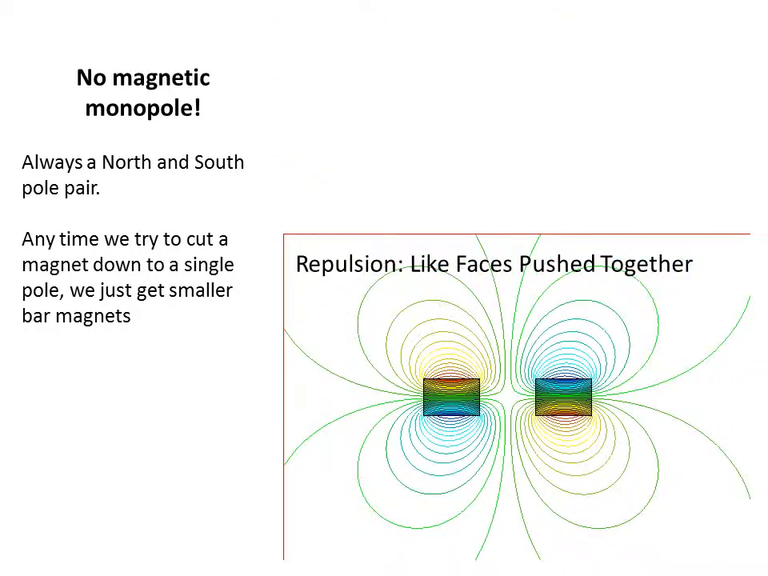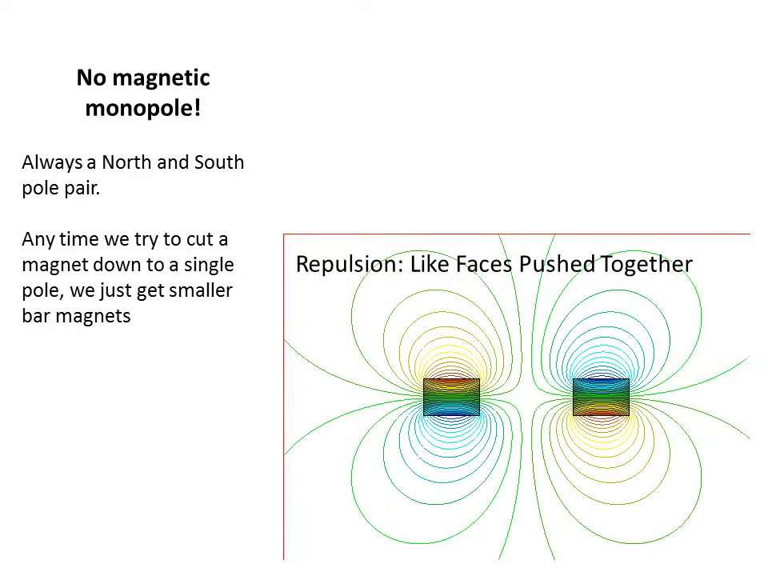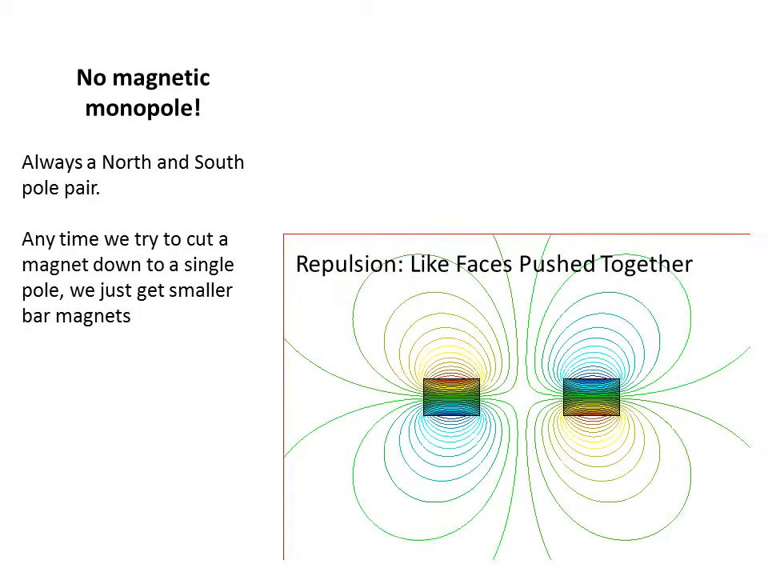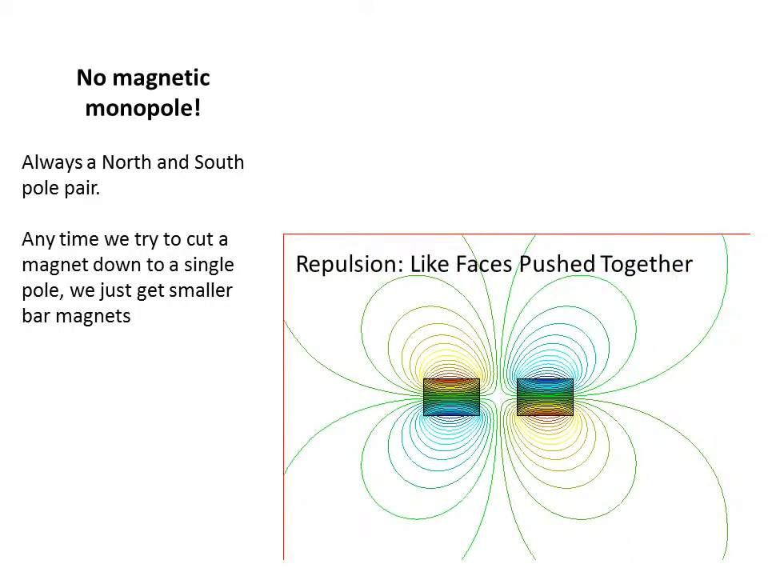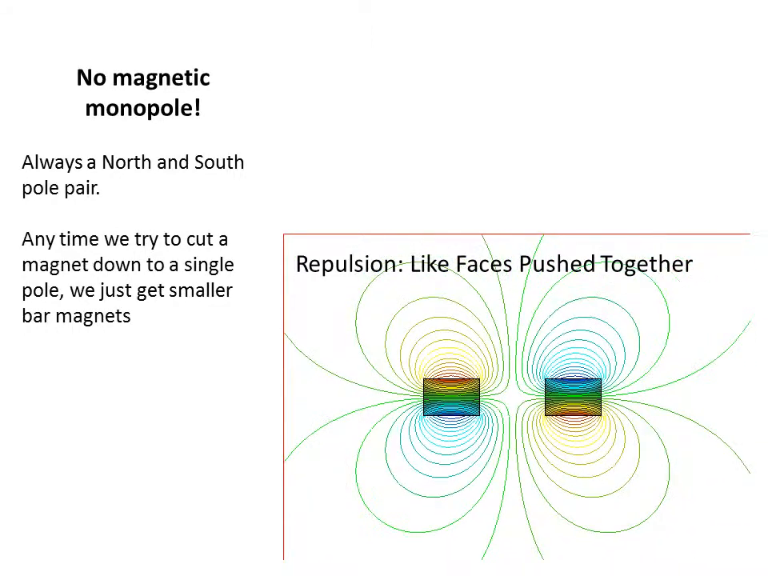It's also interesting, look, we flip that magnet that we cut in half around, so then the like faces are closest to each other, and we push them together. Here again we see the repulsion that we saw in the earlier slide. It's a nice example of the lines repelling each other.